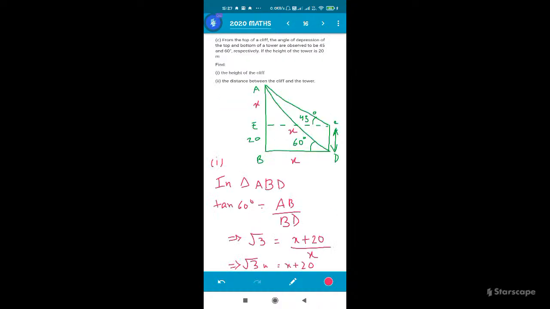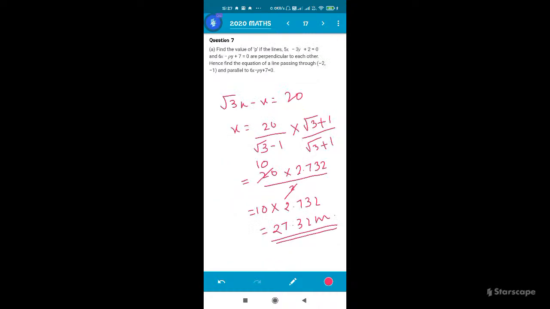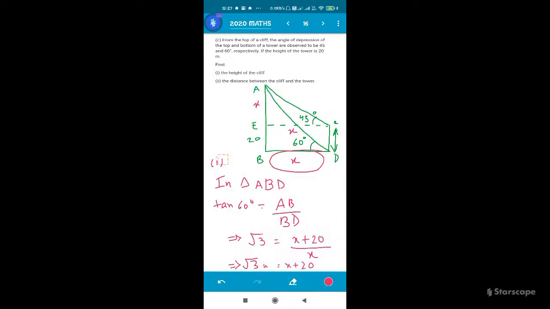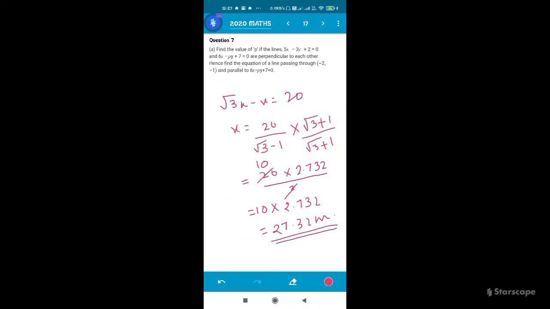So this is 27.32 meter. This is the second question which has been asked to us: the distance between the cliff and the tower. We have done it initially. It's not an issue. We can just erase this one which we have written and just keep it like this. Later on we can finally write the answer by using our question number. That is more than enough. So the distance between the cliff and the tower is 27.32 meter.